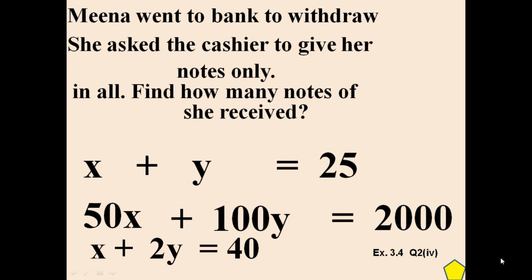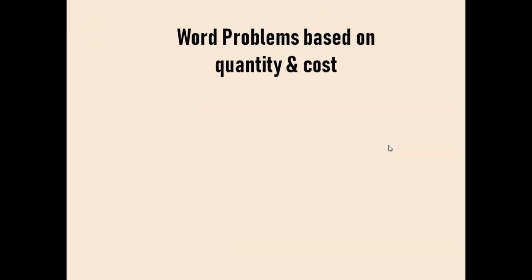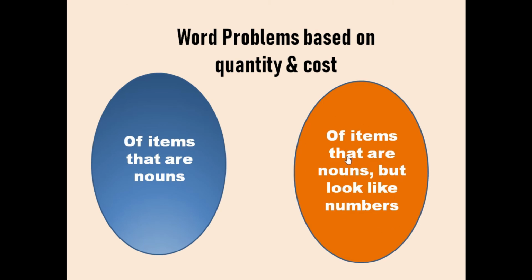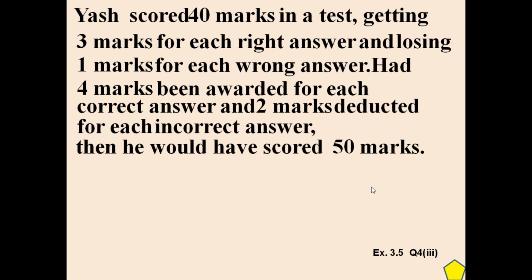Let's proceed to another question where there is a confusion when the nouns look like numbers. So we've already done one question here. Let's look at another one. Yash scored 40 marks in a test, getting 3 marks for each right answer and losing 1 mark for each wrong answer. Had 4 marks been awarded for each correct answer and 2 marks deducted for each incorrect answer, then he would have scored 50 marks.